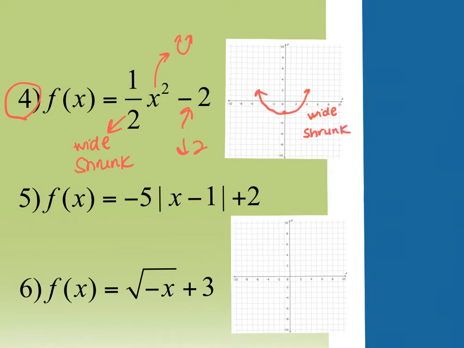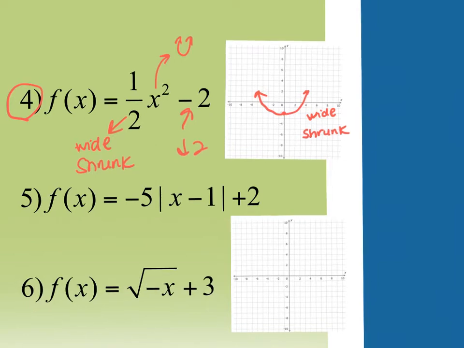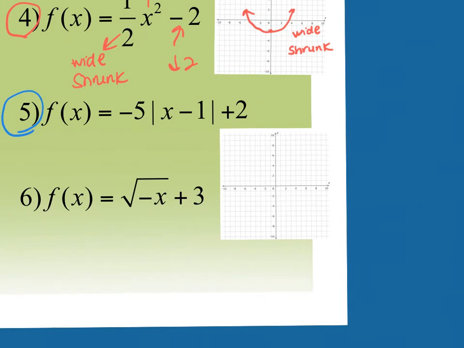wide or shrunk, because on your test, this is one of those questions where you're just going to take a picture of the graph and upload that as your answer. And I need to know that you meant to make that wide because you're not graphing the original parent function and also that, okay? Number 5 is your absolute value.